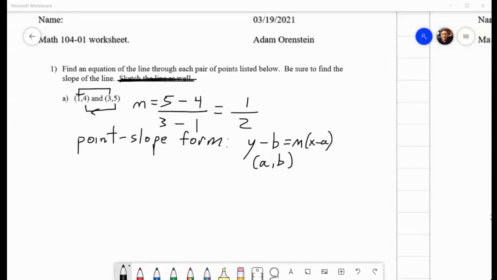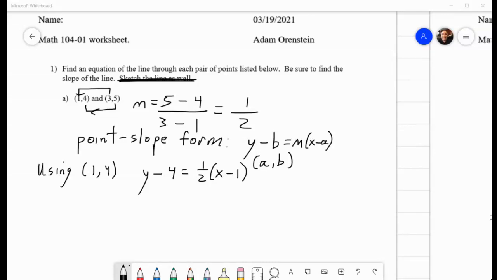Our (a, b), we can really choose it to be either one of these 2 points. Doesn't matter. So if I use the point (1, 4), okay, using this, we're going to get y minus 4, right? The y coordinate equals 1/2 times x minus 1. Right? You have y minus the y coordinate equals the slope times x minus the x coordinate. This is one equation of the line.